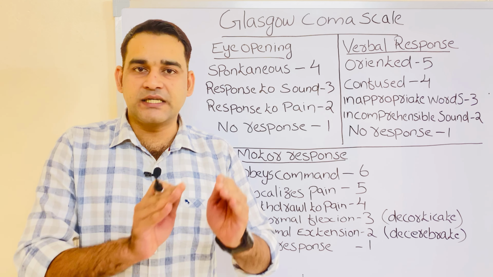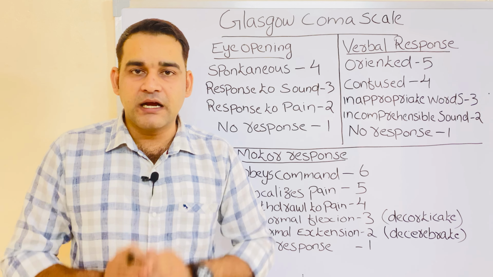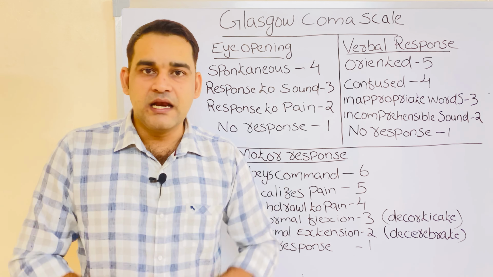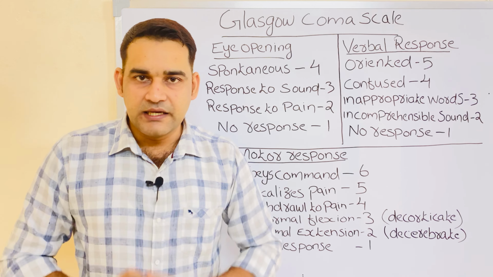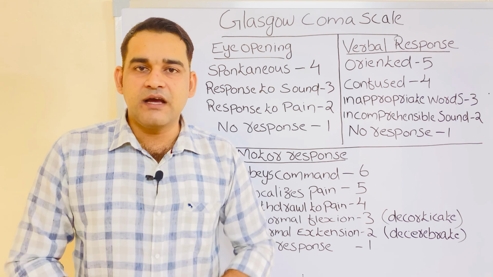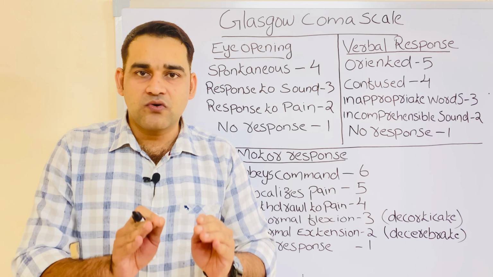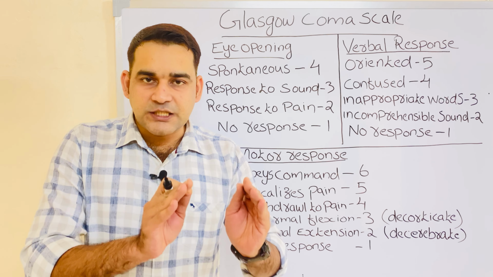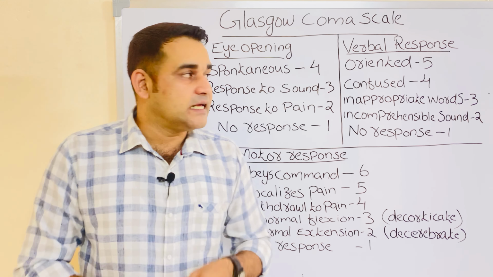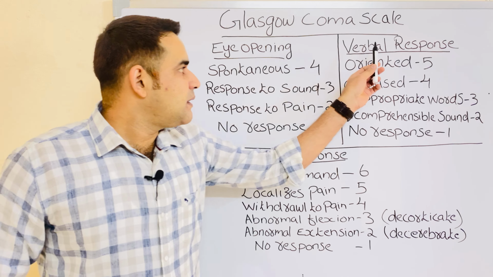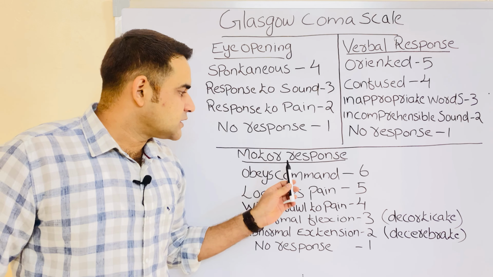Most of the students think the Glasgow coma scale is very difficult, but it is very easy. Only 3 things we are checking here. In the Glasgow coma scale, only 3 responses we are checking: eye opening, verbal response and motor response.